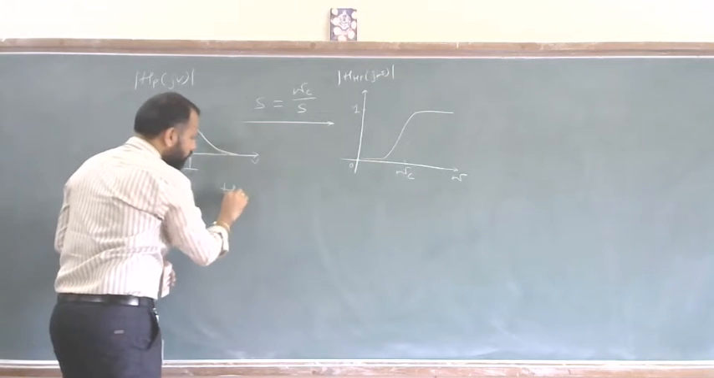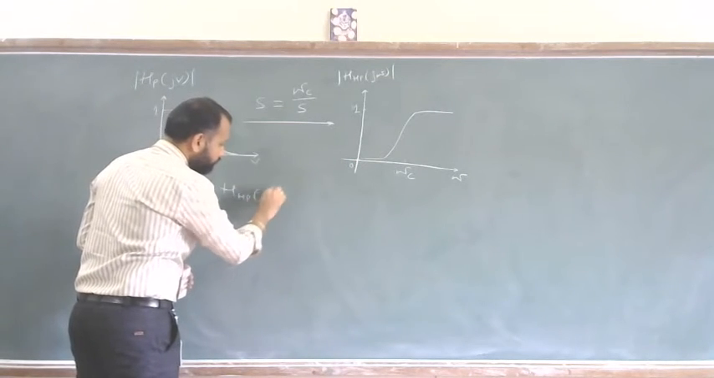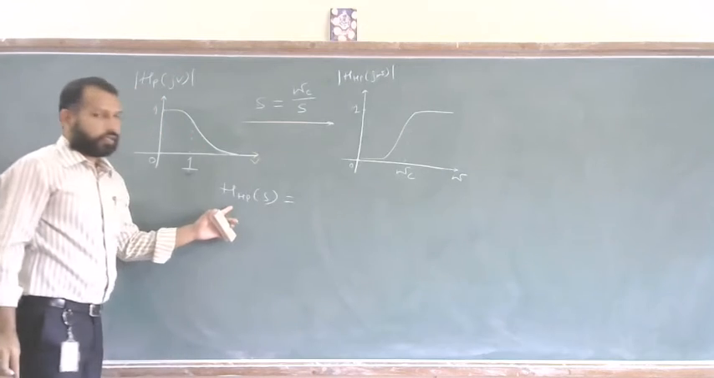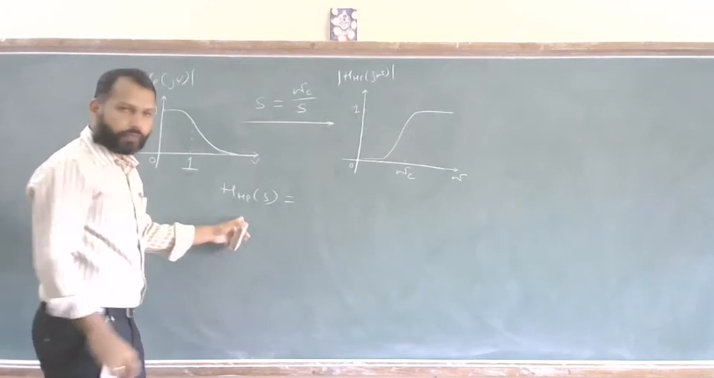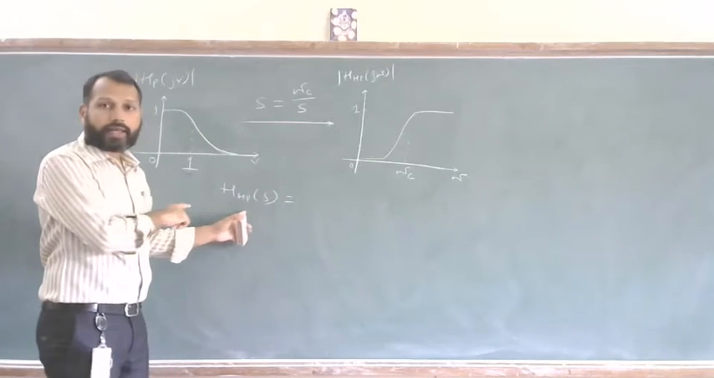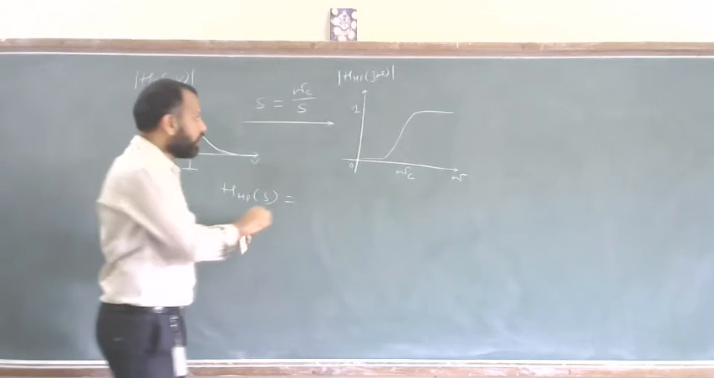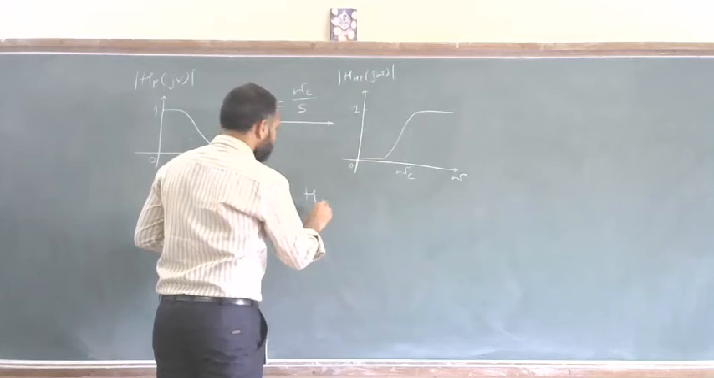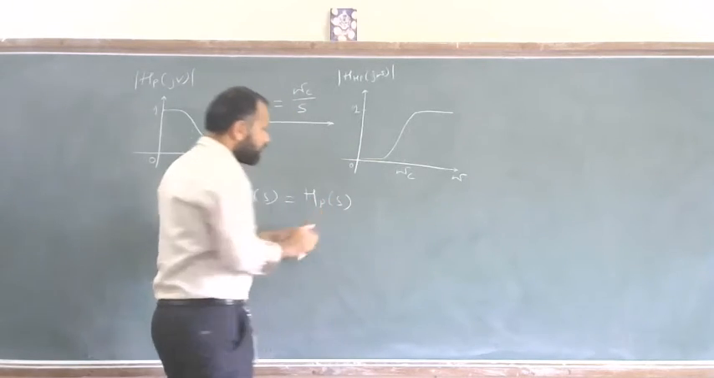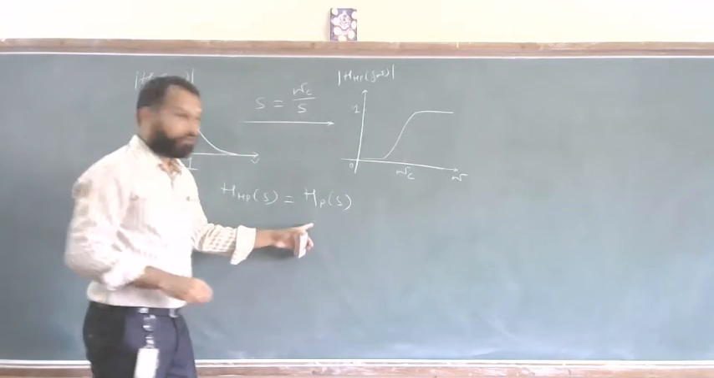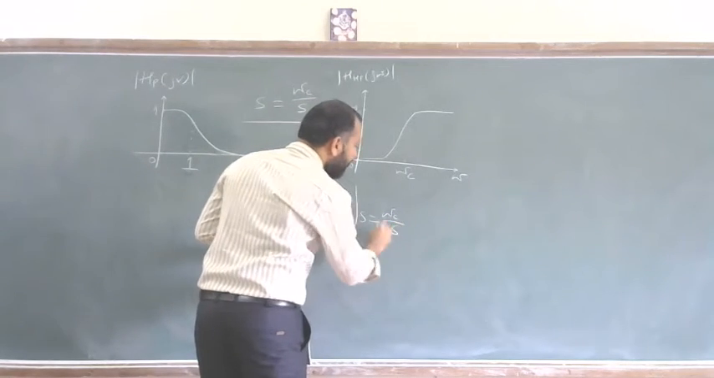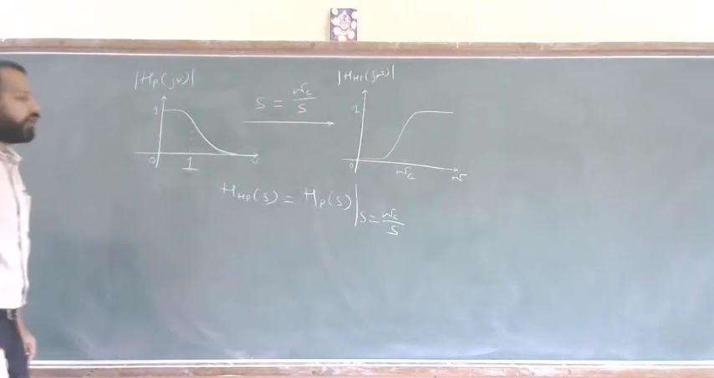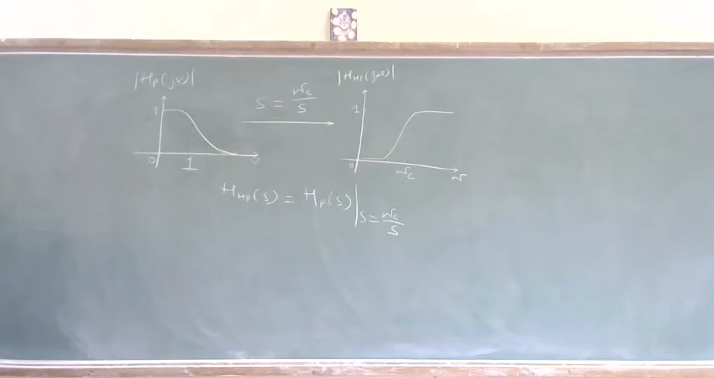The transfer function of a practical high pass filter, HHP of S, is obtained from HP of S, the low pass prototype filter, when you substitute S equals omega c divided by S. Now this is the transformation.